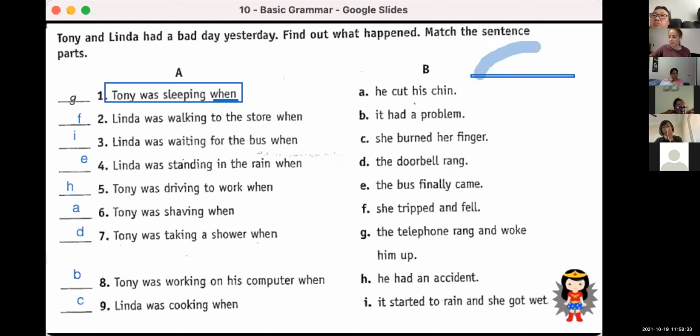Like in the first example, Tony was sleeping. If I have to say it the other way, the doorbell rang while Tony was sleeping. Is it okay? Yes, because while Tony was sleeping is that part of the sentence. Thank you, I got it.